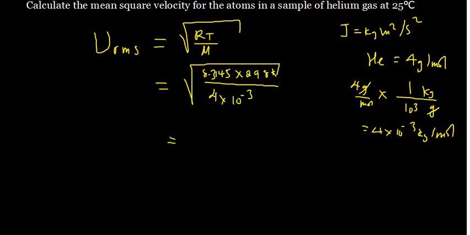Therefore the value that we're going to get in this case is going to be 1.36 times 10 to the power 3 meters per second. That is going to be the mean square velocity of this sample of helium.